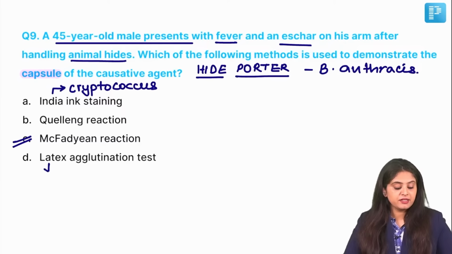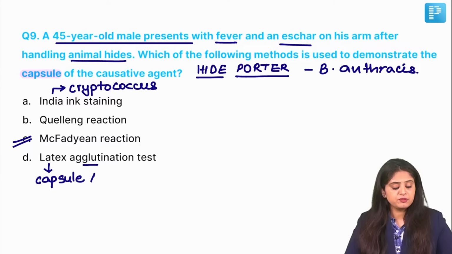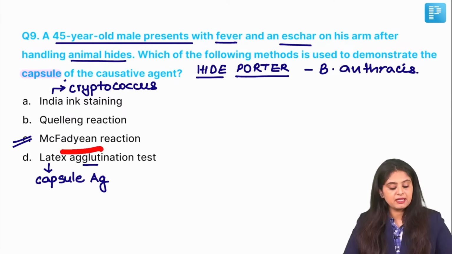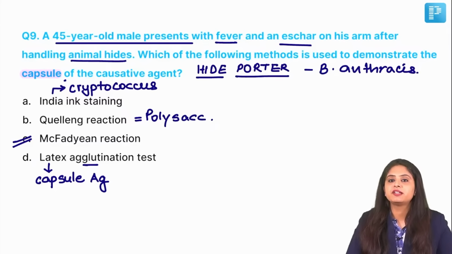Okay, latex agglutination test I can do for any capsule because agglutination means I'm trying to look at the antigen. So for any capsule antigen, especially for Cryptococcus only, we do the latex agglutination test. Now coming back, these two reactions. If they tell me anything to do with all of the polysaccharide capsules, I told you all capsules are made up of polysaccharide, I prefer doing a Quelang reaction.